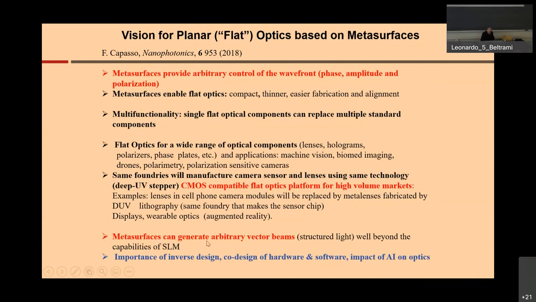And the message is, you know, if you are involved in this area, I told my students two years ago, I said, folks, it's time to get into inverse design and into artificial intelligence in optics, simply because the space of solutions is so large. It's like a spin glass.